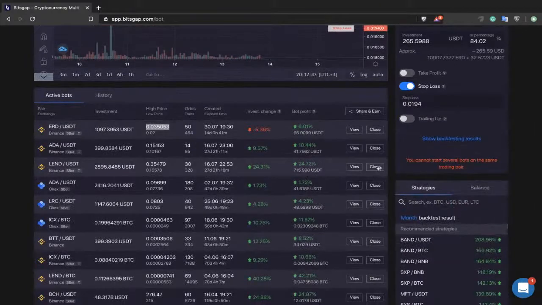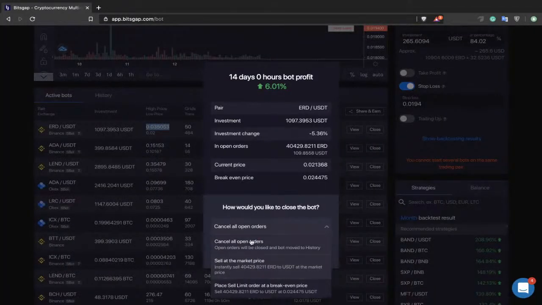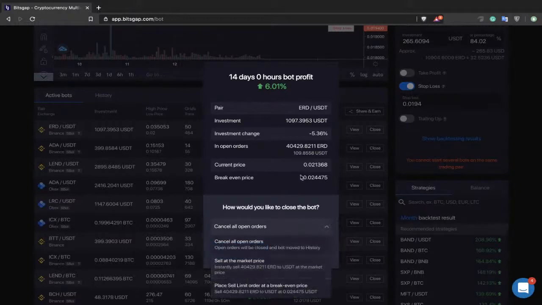There are actually some other options to close the bot, which are presented over here. You can sell at the market price right now, so you can close it by selling all of the base currency left in your open order. It will sell exactly this amount of ERD as a market sell order. So that's your 100% exit from the market.